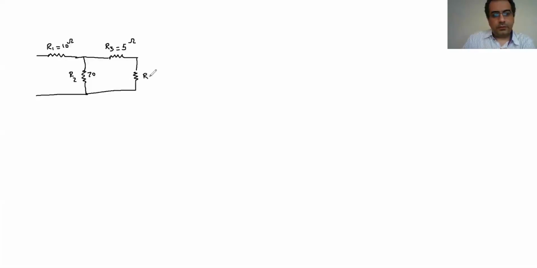So the R4 is 15 ohms. Assume this is the part of the circuit we are given, and we want to simplify that circuit. When we are given the circuit, we have to look at it and see how we can simplify it in a way that we can use it.